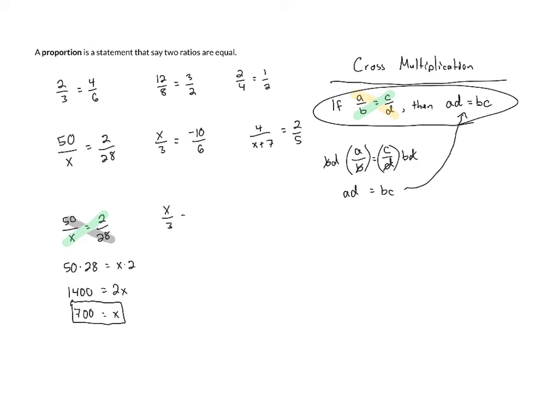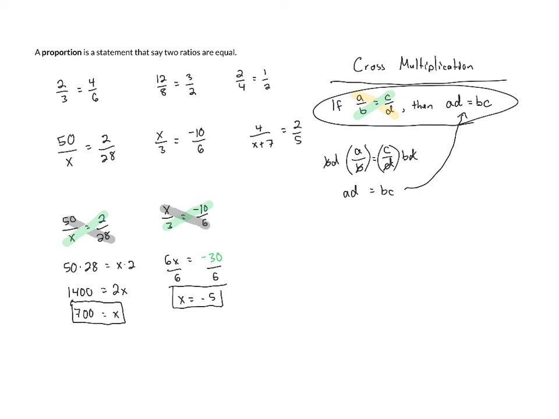We've got x over 3 equals negative 10 over 6. If we use cross multiplication, x times 6 gives us 6x. And then 3 times negative 10 gives us negative 30. It should be black. Oops. Oh well, doesn't matter. So we end up with 6x equals negative 30. To get x alone, we divide both sides by 6. That gives us x equals negative 5. Hopefully you can see how cross multiplication allows us to rewrite a proportion in a much simpler way.